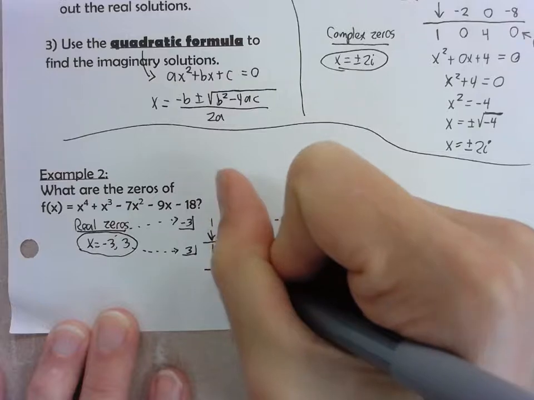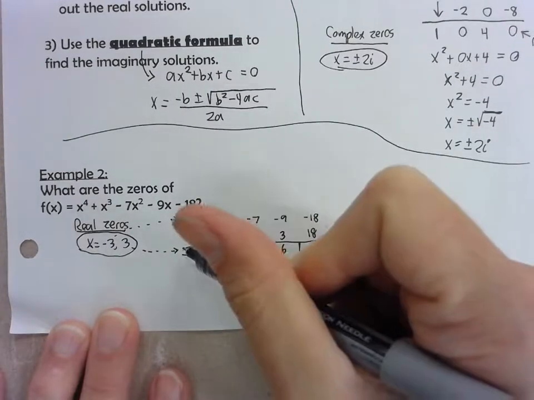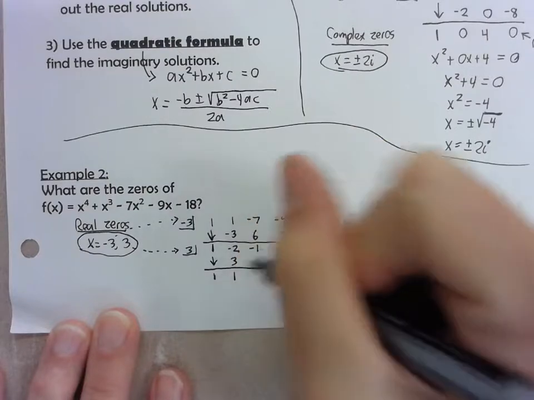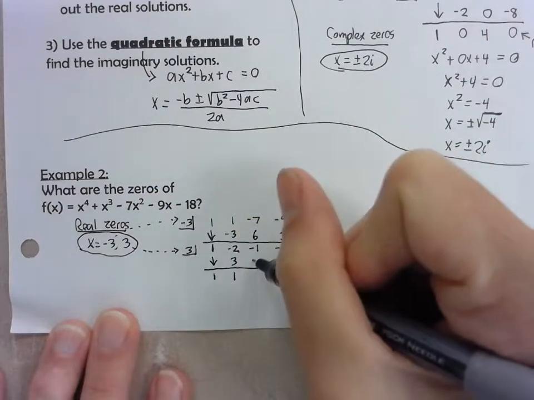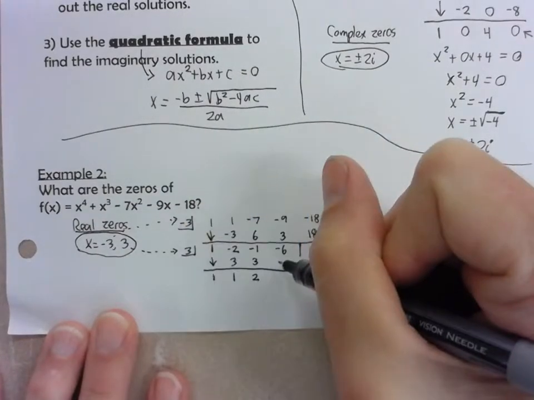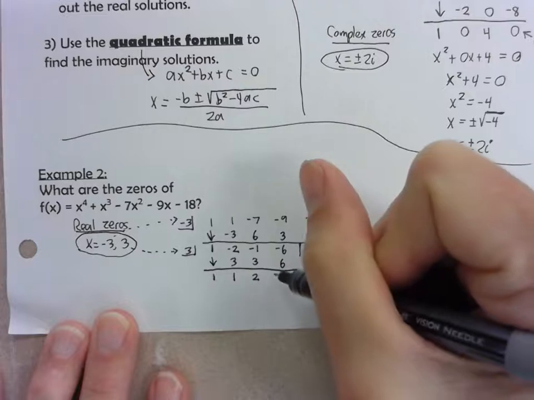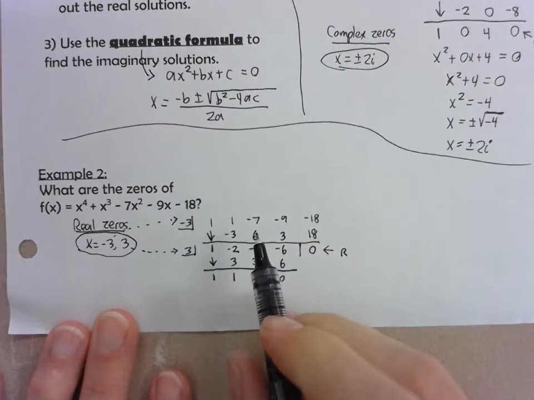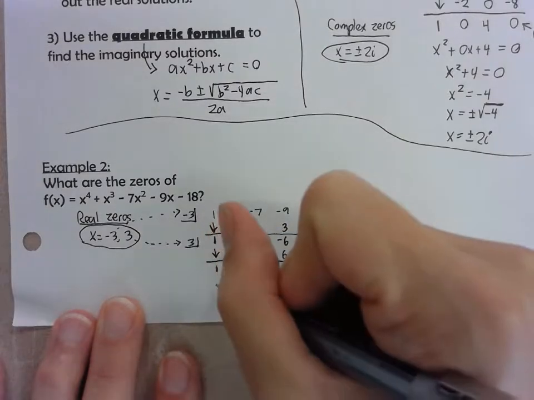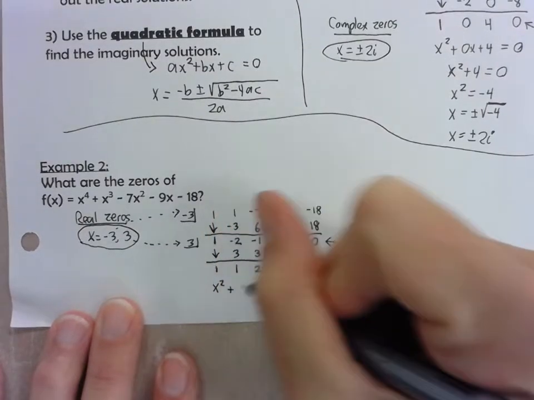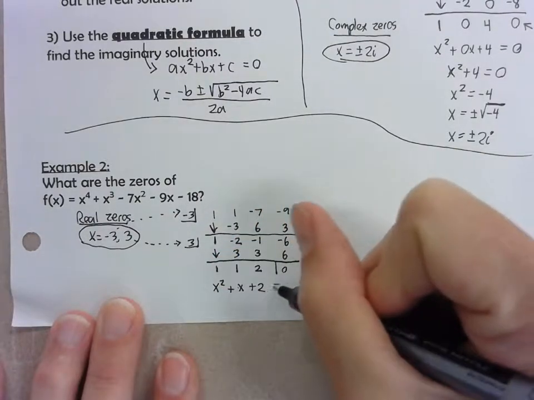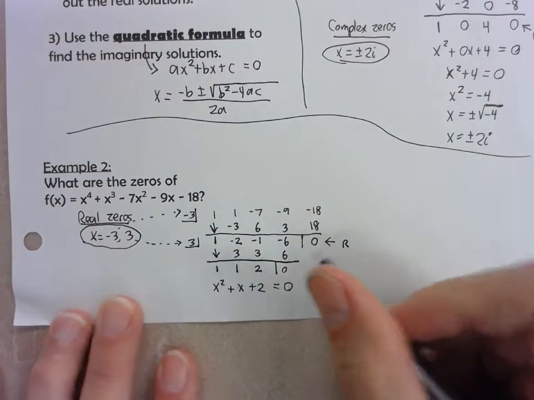So bring down the 1, multiply by 3, that's going to give you 3. Add the negative 2 and 3 to get 1. 1 times 3 is 3. Add these down and you're going to get 2. 2 times 3 is 6 with a remainder of 0. Now in this case I have 3 numbers that represent 1x squared plus 1x plus 2. And again, I want to set that equal to 0 since my remainder is 0.